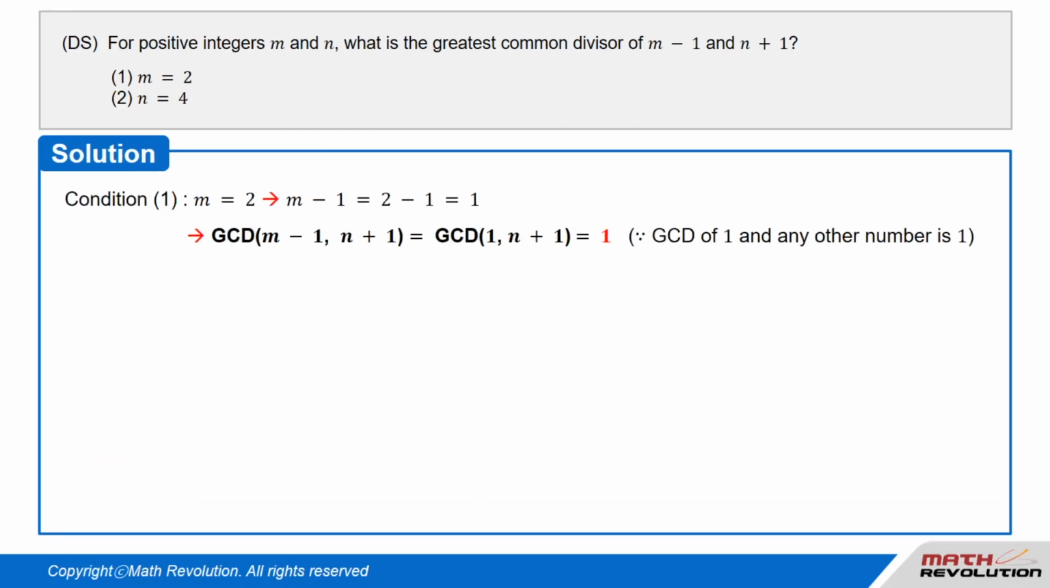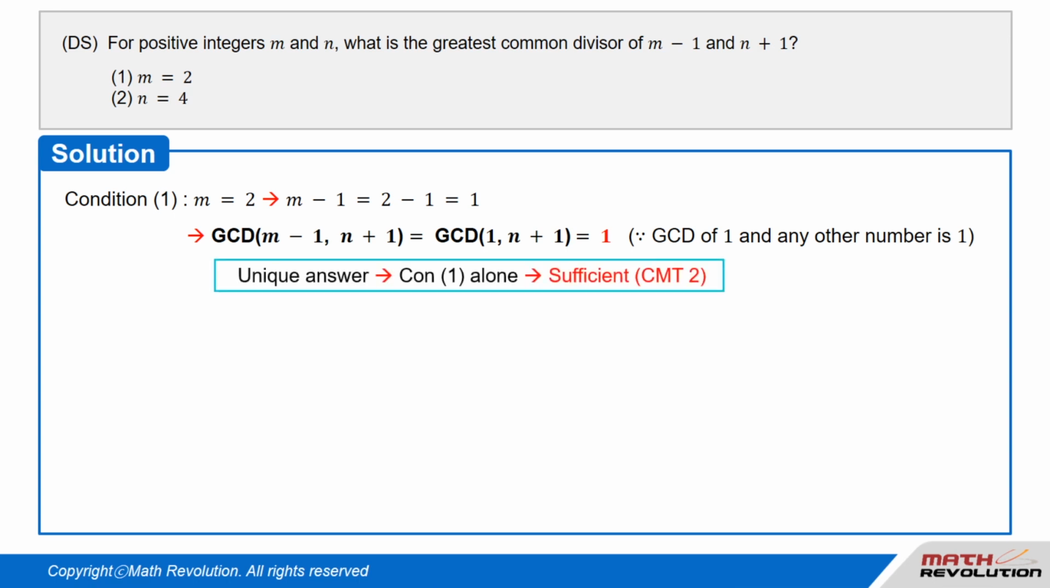Condition 1 tells us that m equals 2. Thus m minus 1 equals 2 minus 1 or 1. Since one of the numbers is 1, the GCD(m minus 1, n plus 1) equals GCD(1, n plus 1), which will always be 1, irrespective of the value of the other number. This condition has a unique answer, so this condition is sufficient by CMT2, which states that the number of answers must be 1.